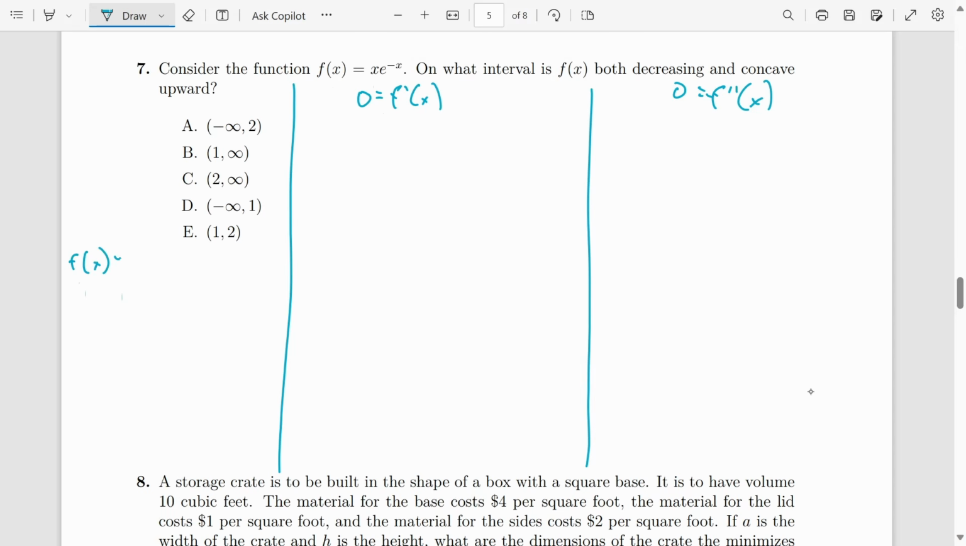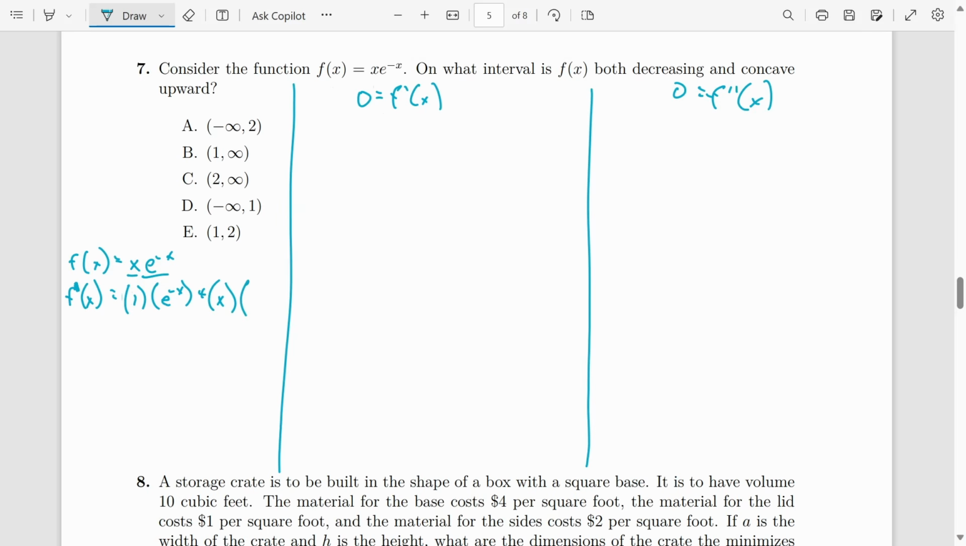So if our f of x equals x times e to the negative x, our f prime of x, we're going to have to do product rule. So we've got our 2 terms, our a and our b. Product rule states that its derivative is a prime b plus a b prime. So a prime, that's the derivative of x, that's 1, times b, which is e to the negative x, plus a, which is x, times b prime, that's the derivative of e to the negative x.